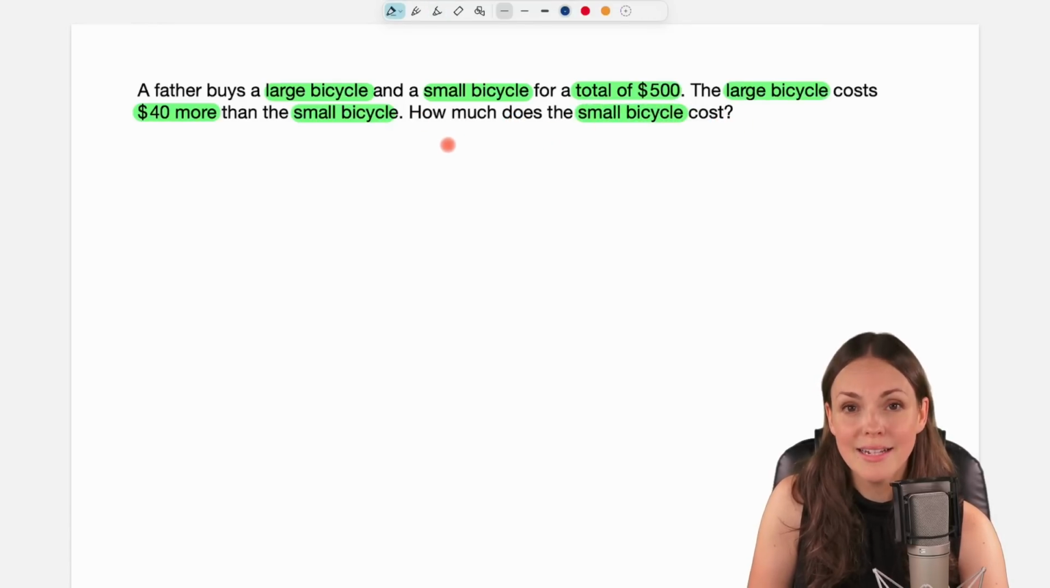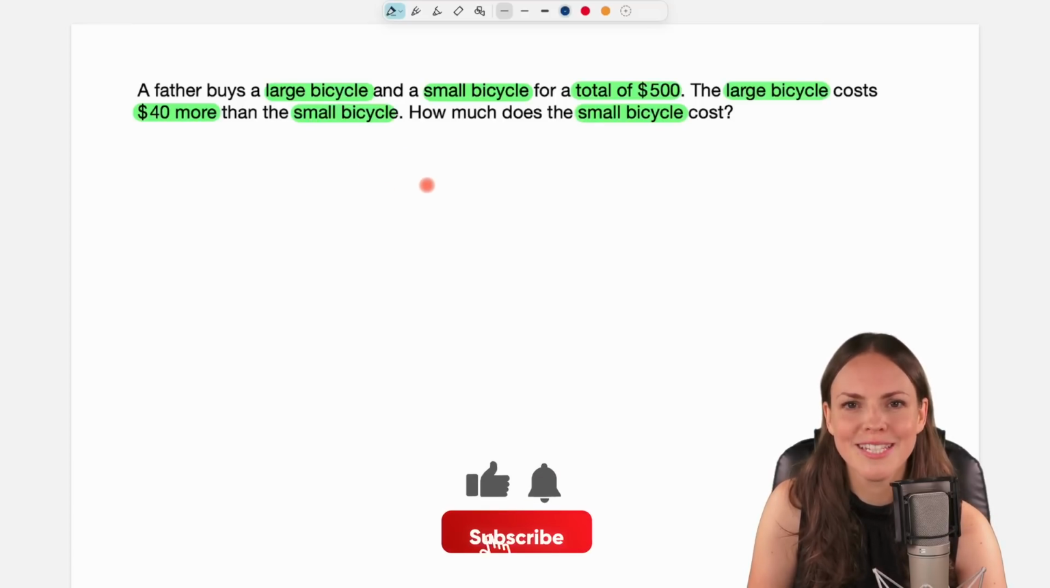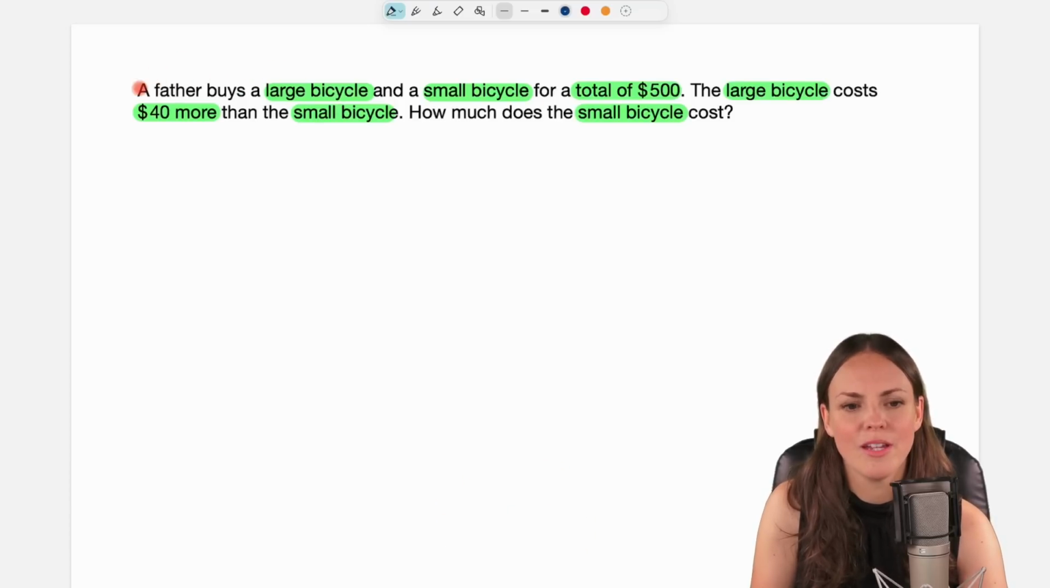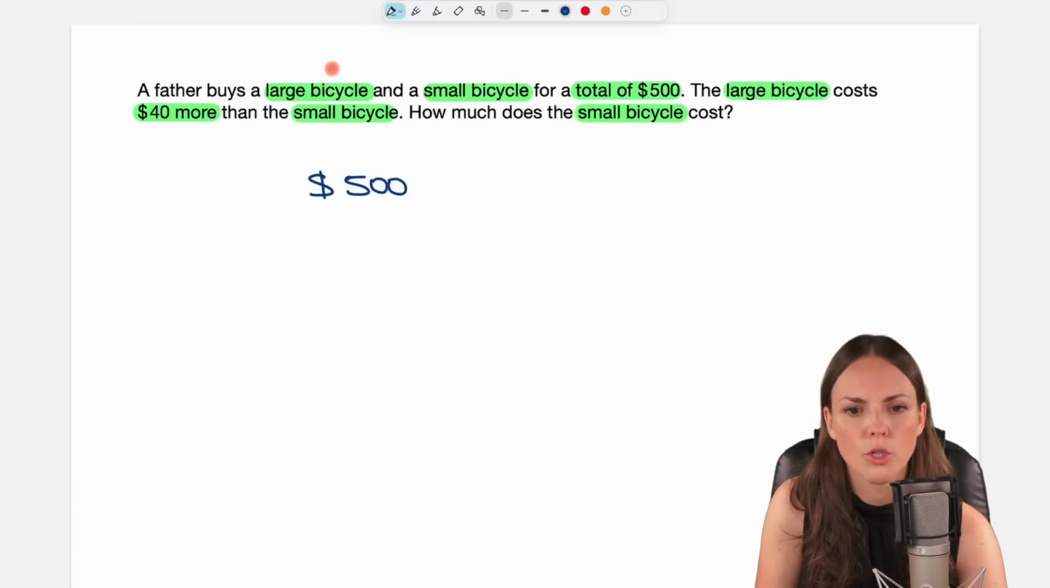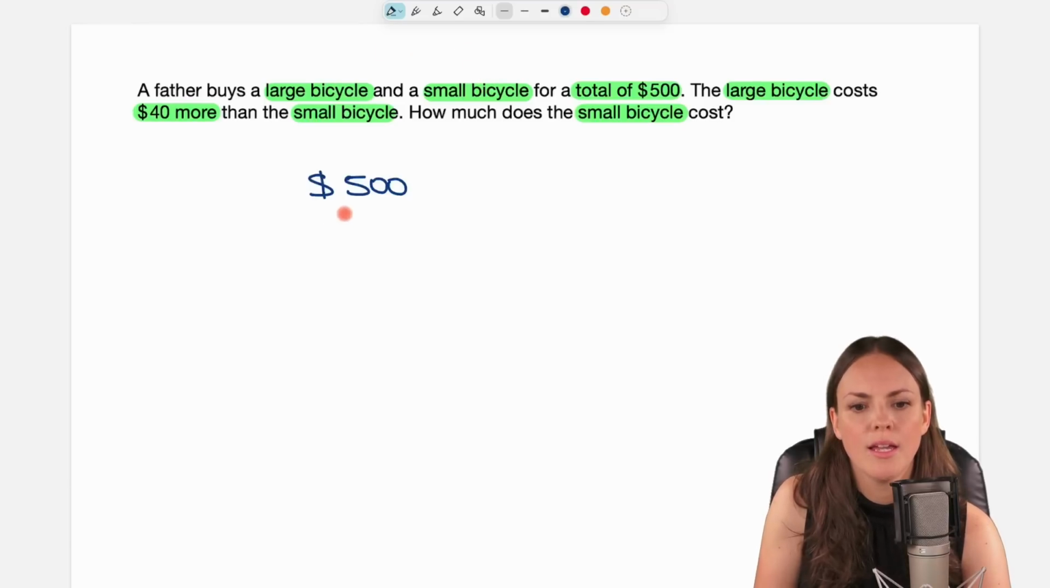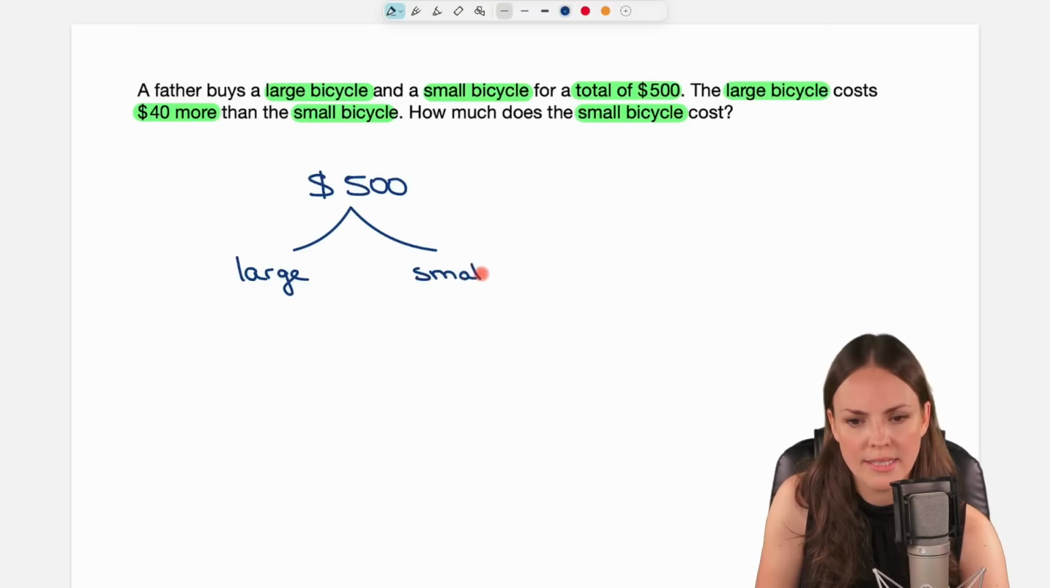Okay, we are not allowed to use equations or variables here because in 3rd grade you don't know this stuff yet. So let's start with the first sentence here. A father buys a large bicycle and a small bicycle for a total of $500. So the father spends a total of $500 for 2 bicycles. We have a large bicycle and a small bicycle.